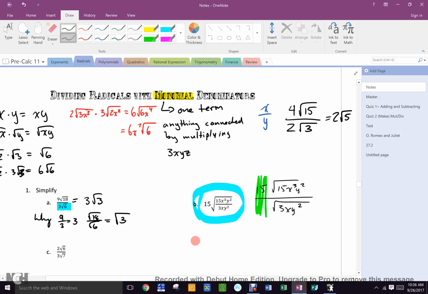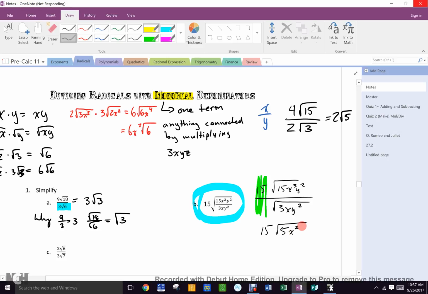What's 15 divided by 1? 15. Then radicals go with radicals. What's 15 divided by 3? 5. x cubed divided by x? x squared. And y squared divided by y squared? Gone. Is that done? Why is that not done? Because I have x squared and I'm looking for groups of 2, yes? So what must come out of there? An x. Where does it go?